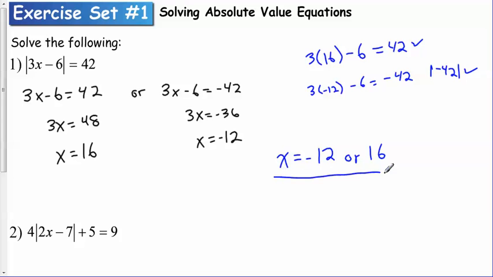Some of you may be wondering, why did you write negative 12 first? It's because I like to write my answer the way it appears on the number line. That's the reason why. You could say x equals 16 or negative 12. I like doing it in the order it appears on the number line.